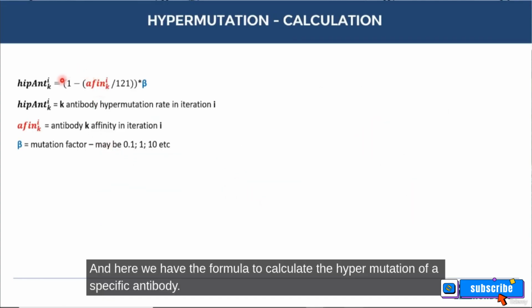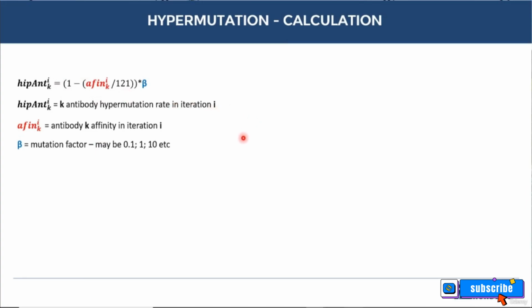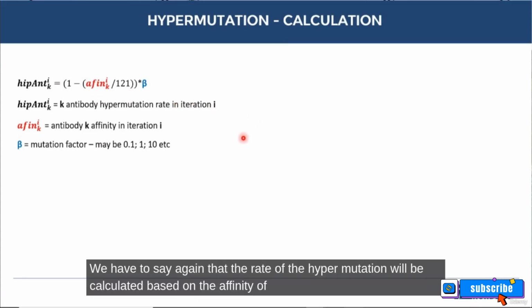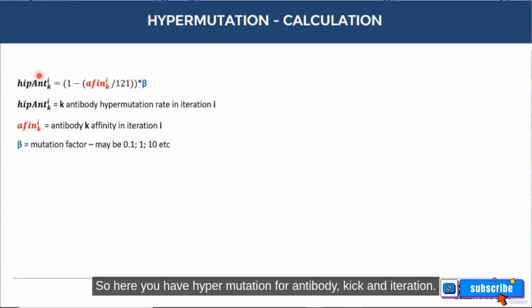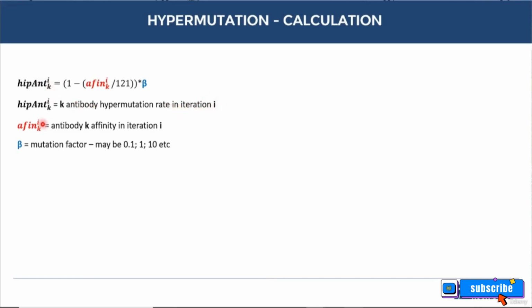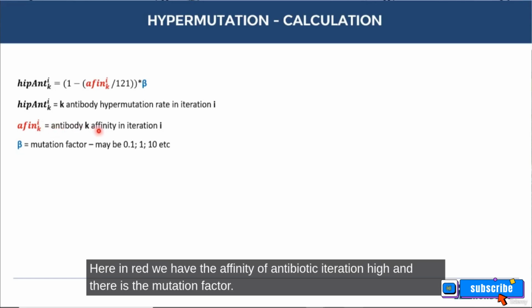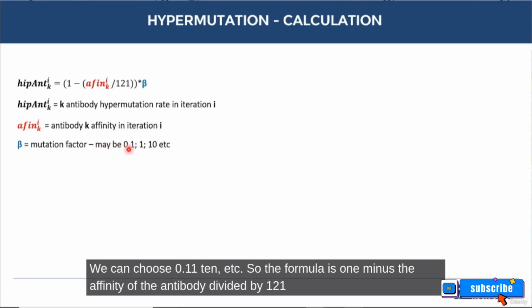And here we have the formula to calculate the hypermutation of a specific antibody. We have to say again that the rate of the hypermutation will be calculated based on the affinity of the antibody. So here we have hypermutation for antibody K in iteration I. Here in red we have the affinity of antibody K in iteration I, and beta is the mutation factor. We can choose 0.1, 1, 10, etc.